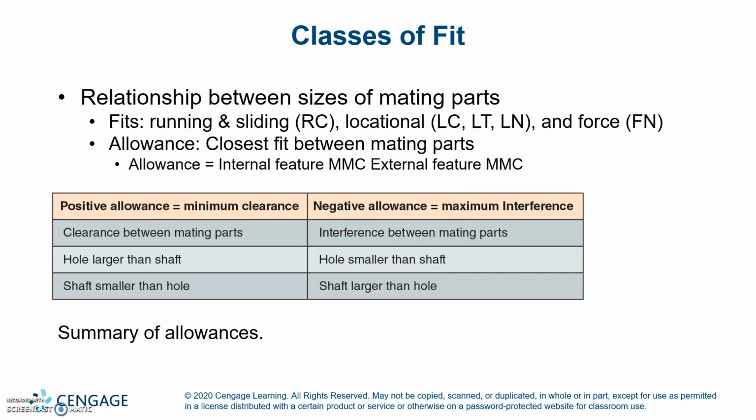Relationship between sizes of mating parts: fits, running and sliding, RC, locational, LC, LT, LN, and force, FN. Allowance, closest fit between mating parts. Allowance equals internal feature MMC minus external feature MMC. So your positive allowance equals minimum clearance. Clearance between mating parts: hole larger than shaft, and shaft smaller than hole. Negative allowance, maximum interference between mating parts: hole smaller than shaft, and shaft larger than hole.